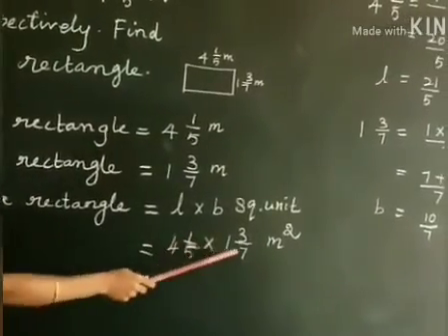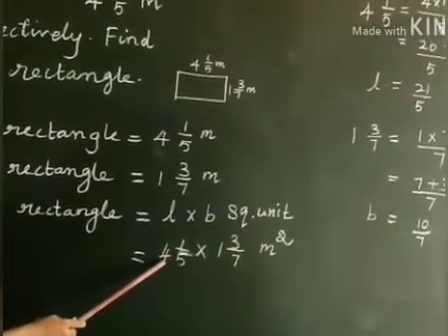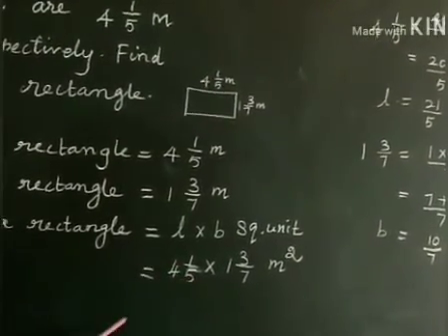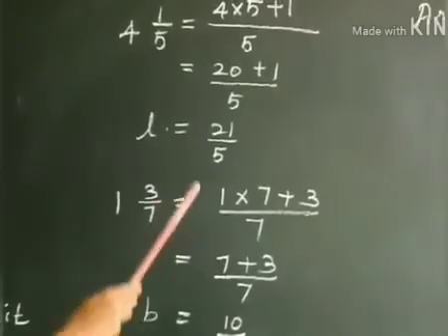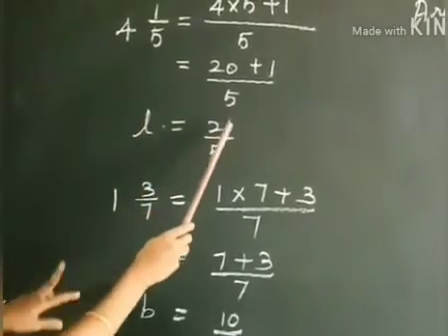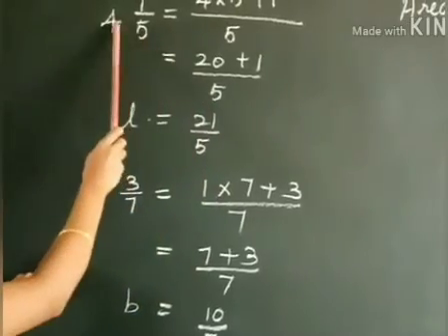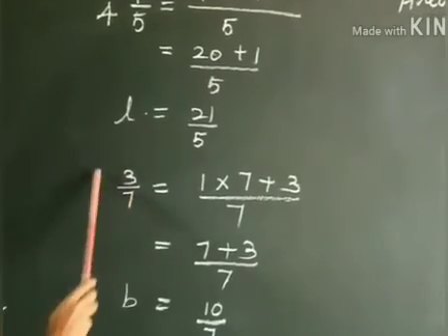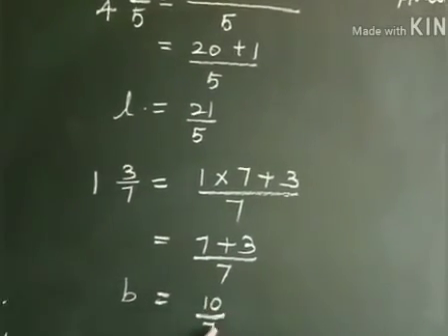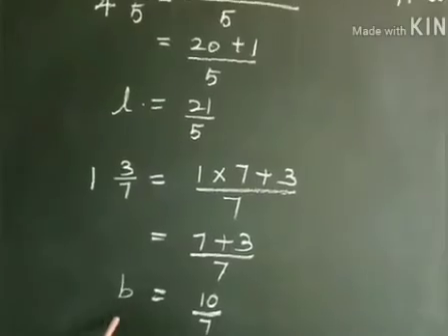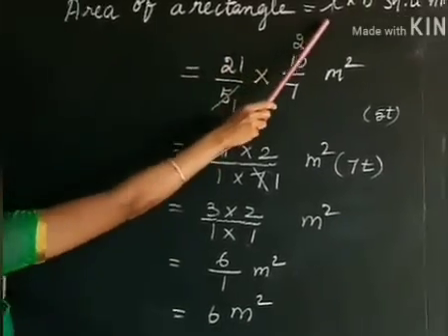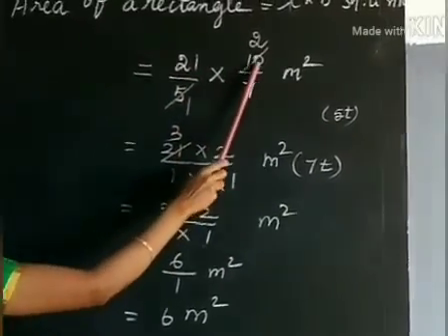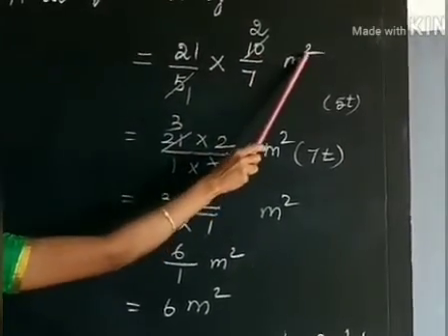See this, both are a product, a multiplication of mixed fractions. So these mixed fractions we converted into improper fractions and then simplify and get the answer. First, 4 1 by 5 is the measurement for the length. 1 3 by 7, with this mixed fraction we get the improper fraction 10 by 7. This is the breadth. Now we have to apply the formula, length and breadth. We apply the values 21 divided by 5 into 10 divided by 7 meter square.